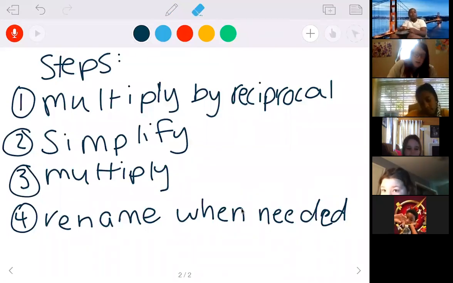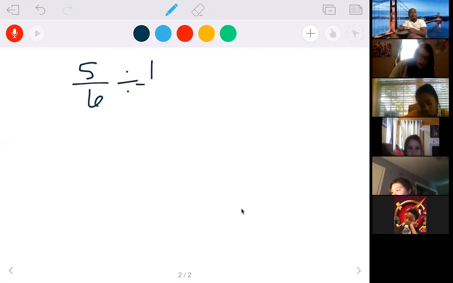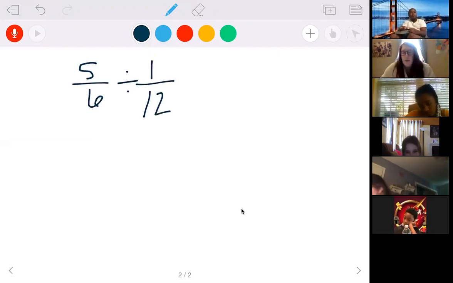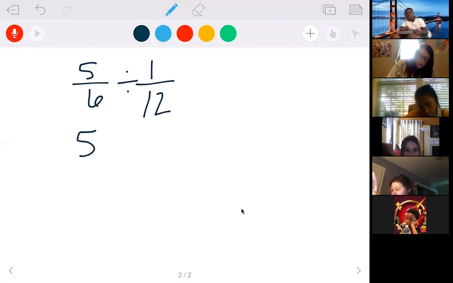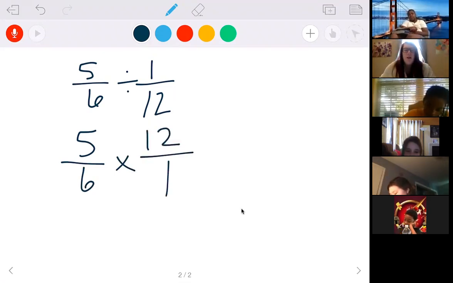So I'm going to clear this real quick, and then let's look at the problem. So we have 5/6 divided by 1/12. That's the problem they would give you. You don't do anything to 5/6, you leave it. Then underneath it, we're going to rewrite 5/6, but we're going to multiply by the reciprocal, which is 12/1. So all we did was we're multiplying by the second number that we flipped, second fraction. Okay, then step 2 is to simplify where we can. We can't simplify 5 and 1. That's already as simple as it can be.